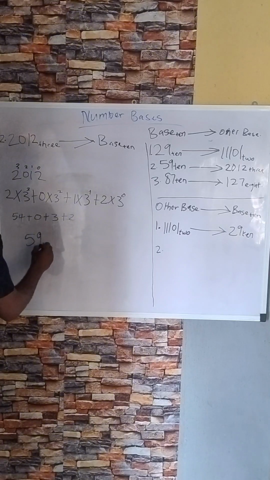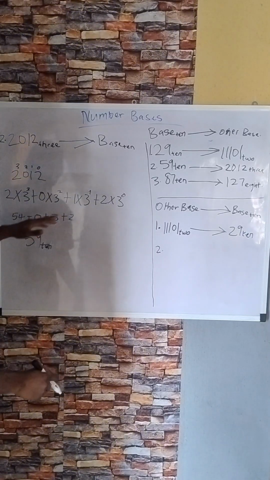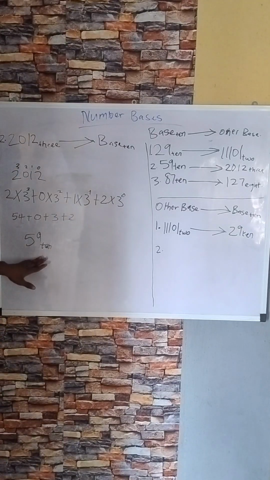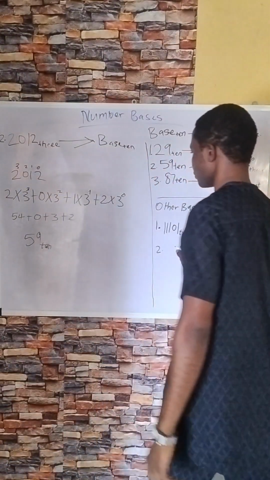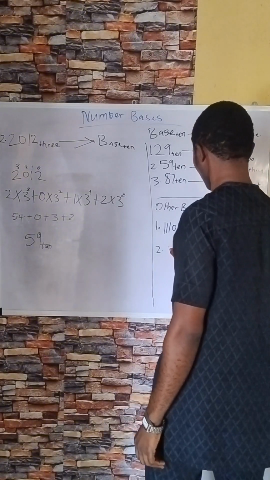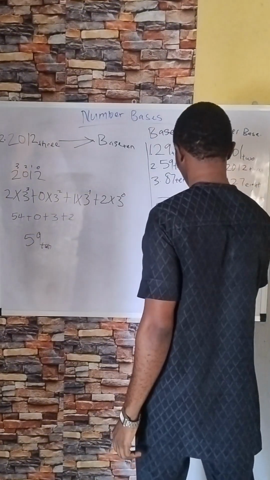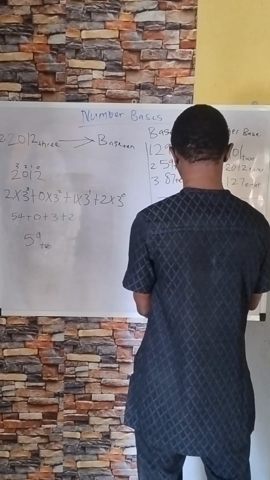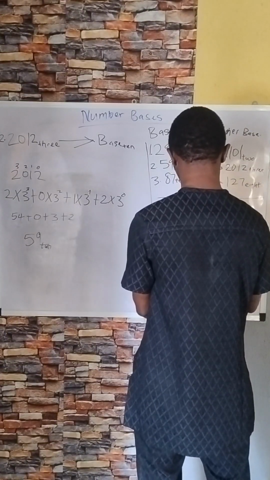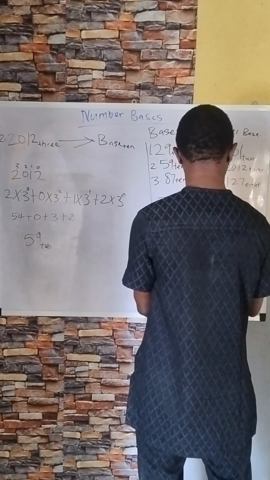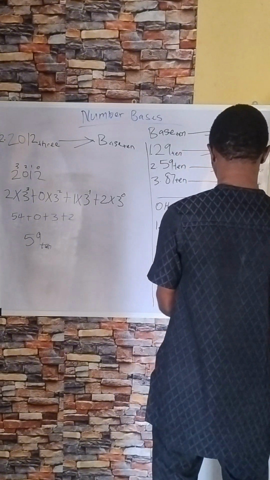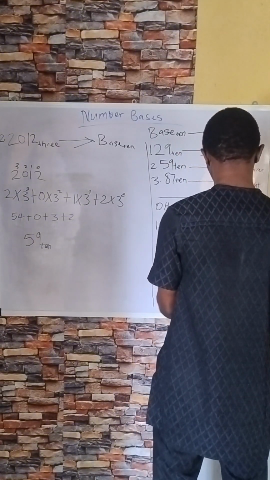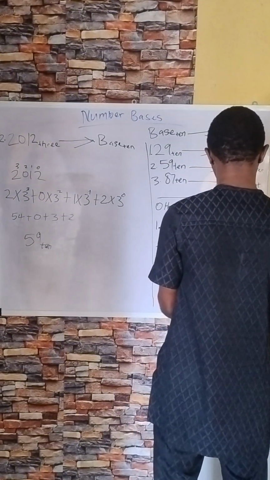Base 10. Okay, so this is it for number 2. Let's write out our answer here. 2012 base 3 equals 59 base 10.